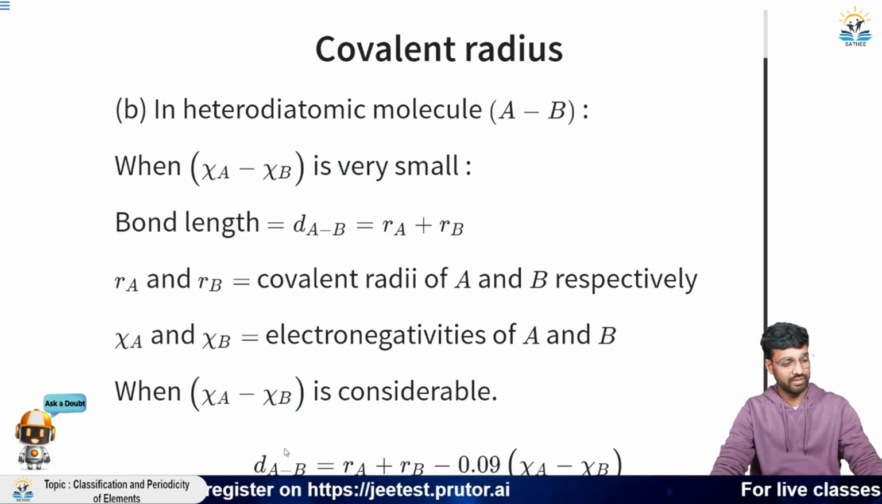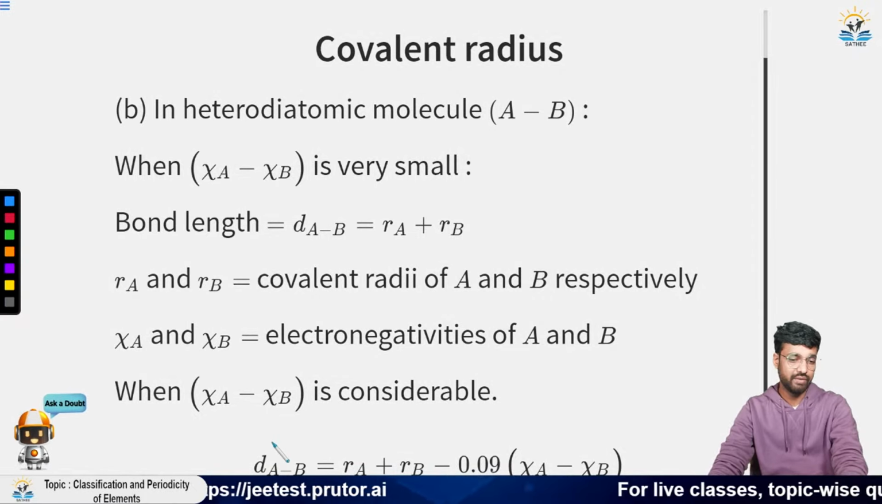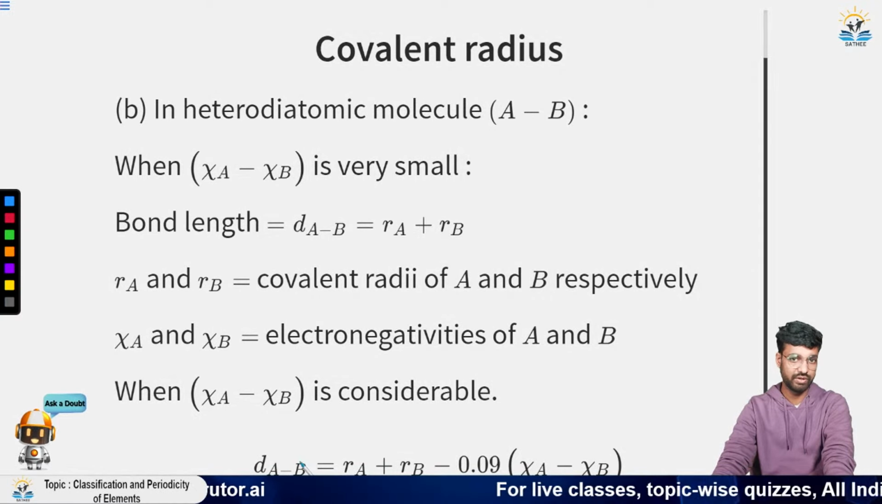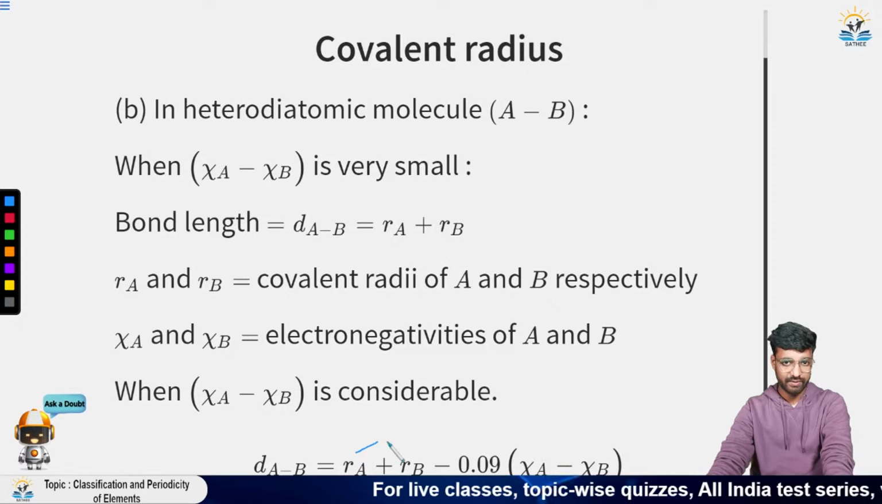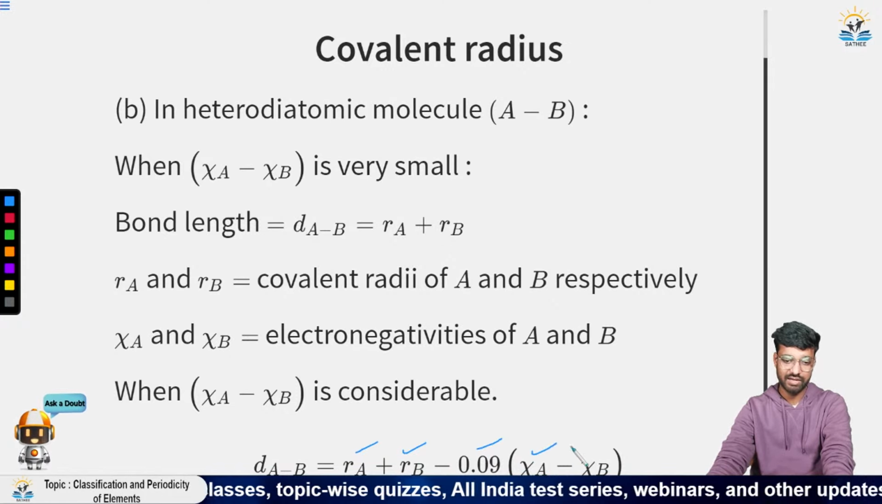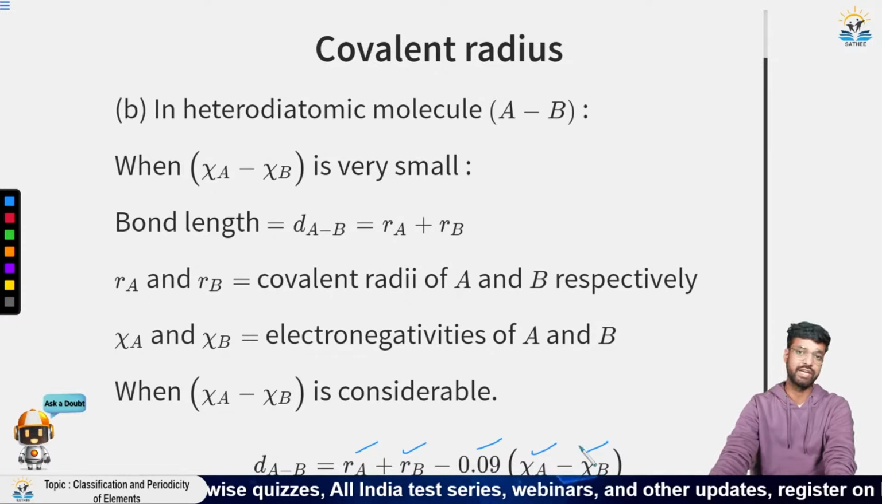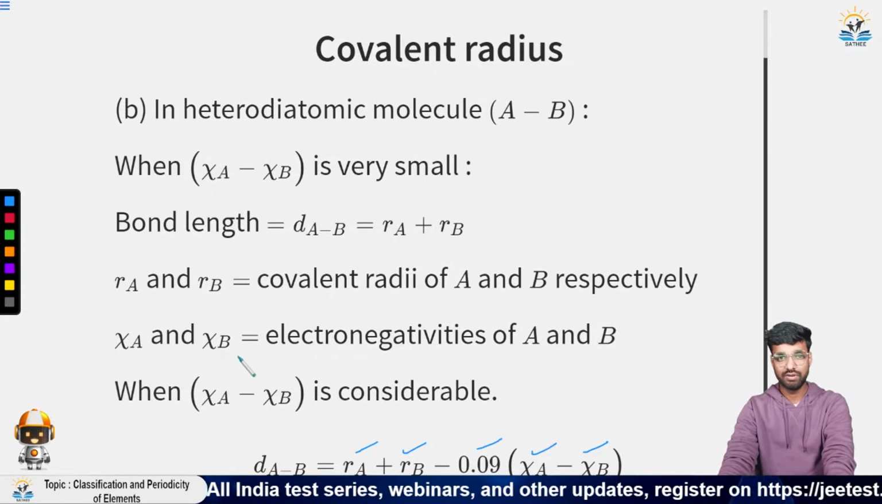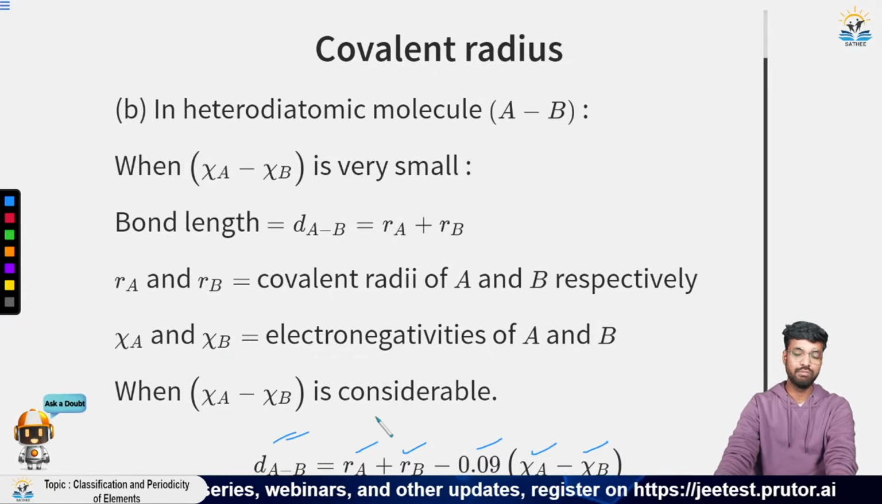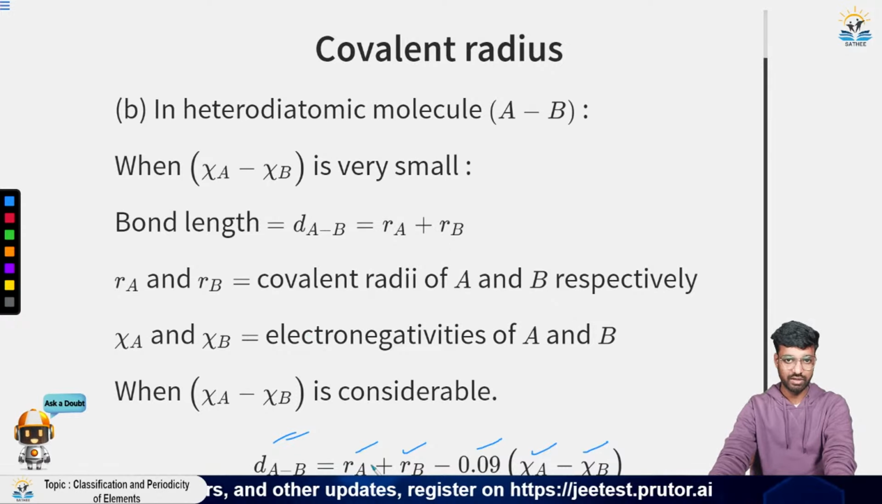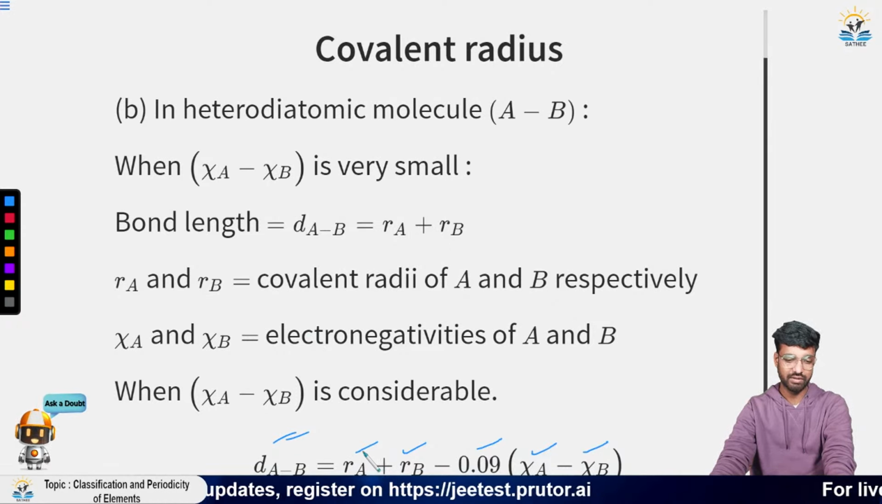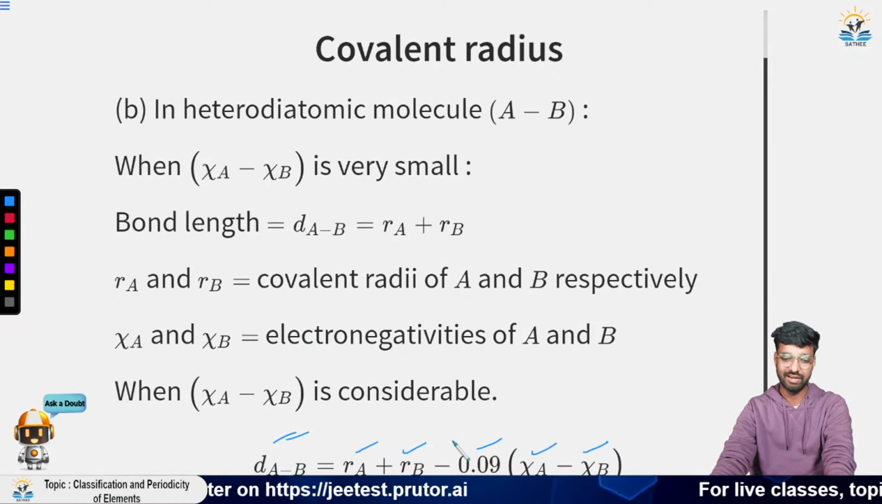Now what will this be? Say DAB, the bond distance between A and B. It will be Ra plus Rb minus 0.09 times the electronegativity of A minus the electronegativity of B. So this is the new formula. You can just keep it in your mind. This is nothing but the homonuclear distance for A divided by 2, and this is for B divided by 2.